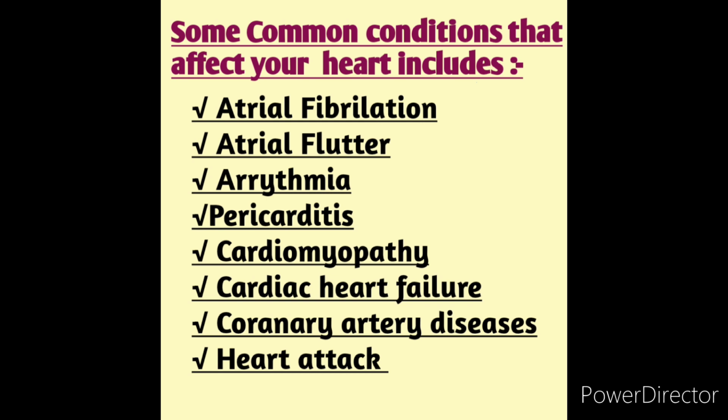Next, the second one is atrial flutter. Atrial flutter is the condition in which the heart's upper chambers beat too quickly, meaning rapid contractions. Atrial fibrillation and atrial flutter are different. The third condition is arrhythmia. Arrhythmia means a heartbeat that is too fast or too slow.